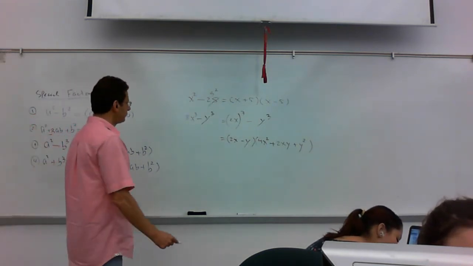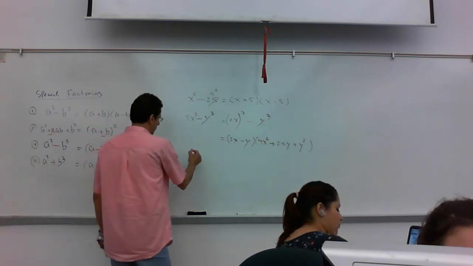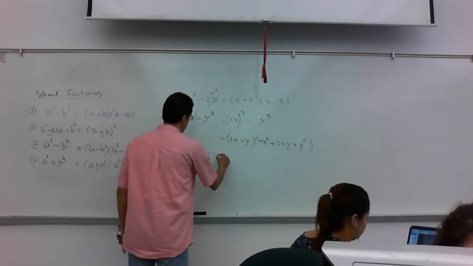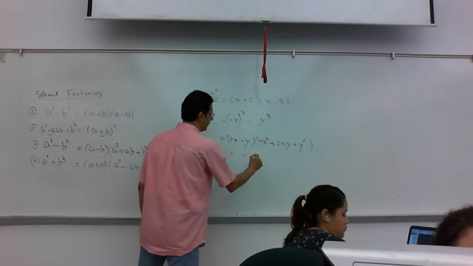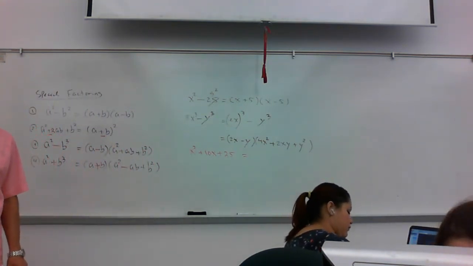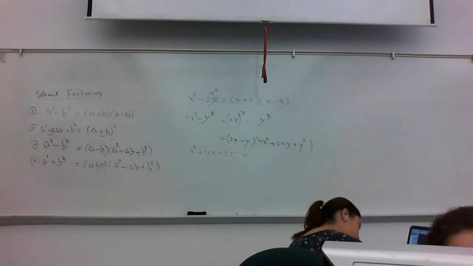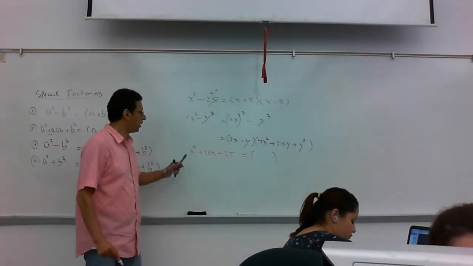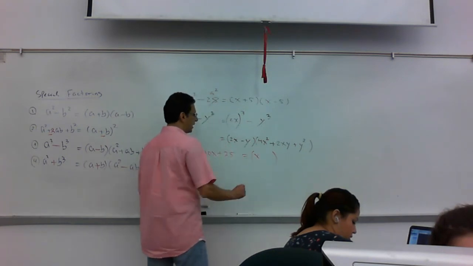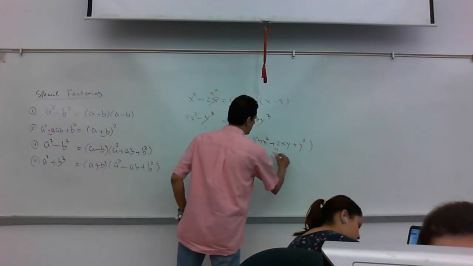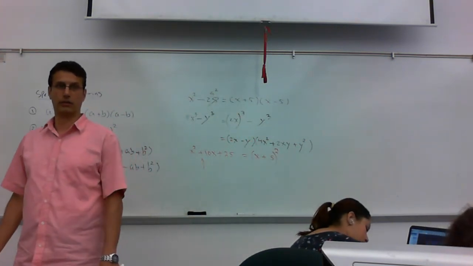Now, how about this one? Let's say x squared plus 10x plus 25. Does it look like anything special? Number 2. So something, here's what happens, class. The first one is a square of x. The second one is a square of 5. And this one has a plus sign. So this is probably the answer.